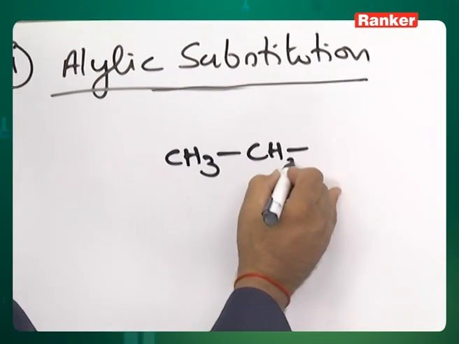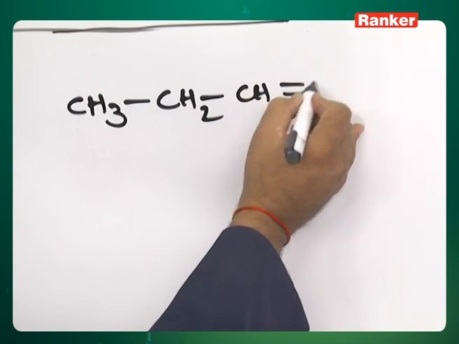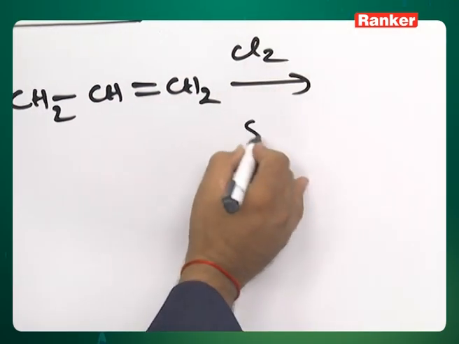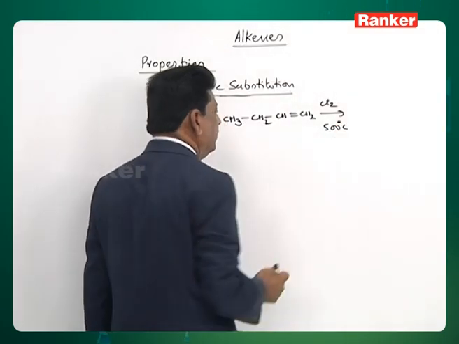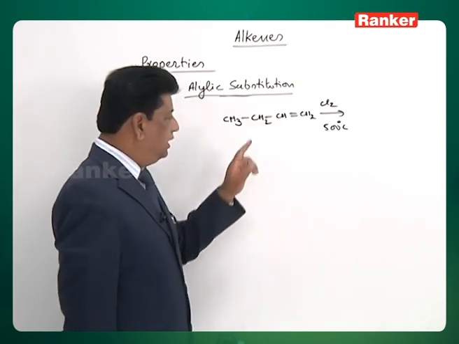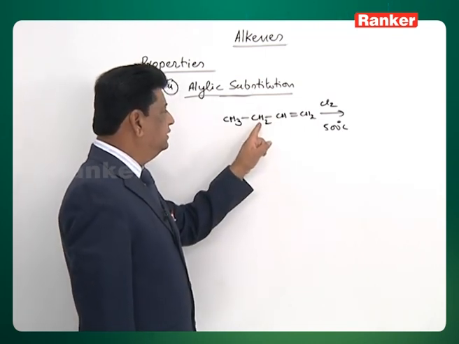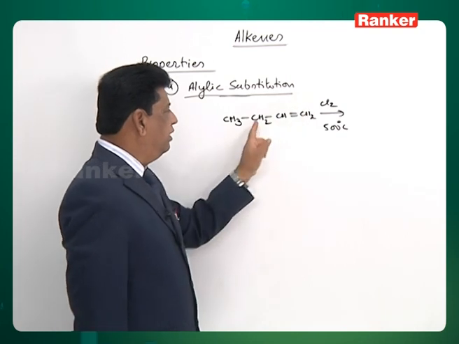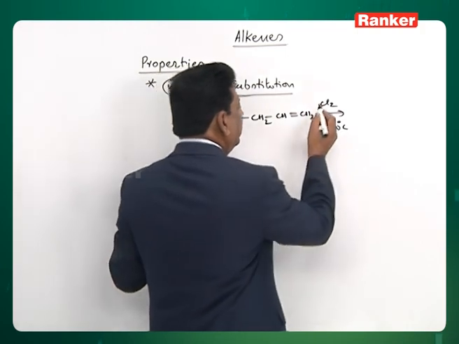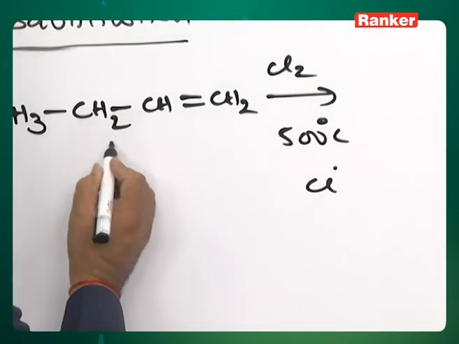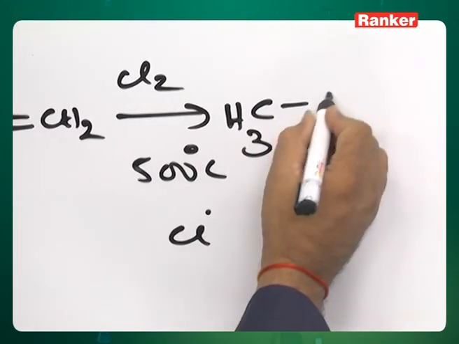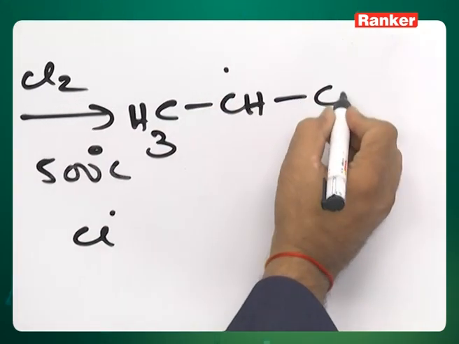An evidence for this allylic substitution is, for example, if I take 1-butene and treat it with chlorine at 500 degrees. According to the previous theory, these hydrogens show hyperconjugation, therefore one of the hydrogens is detached by the chlorine dot, and the dot formed will have resonance stability. So if Cl dot takes away this hydrogen, you will get this intermediate, CH3, CH dot, CH double bond CH2.